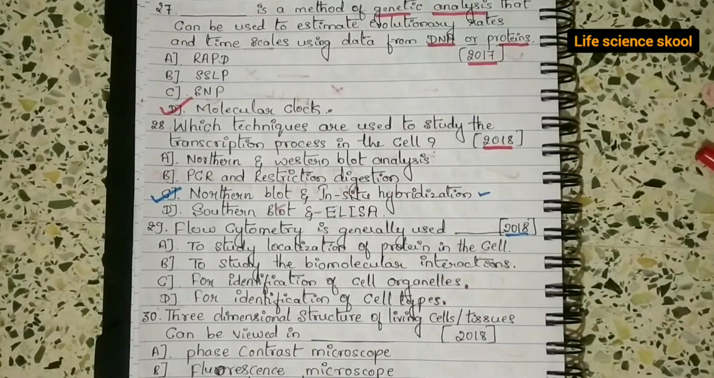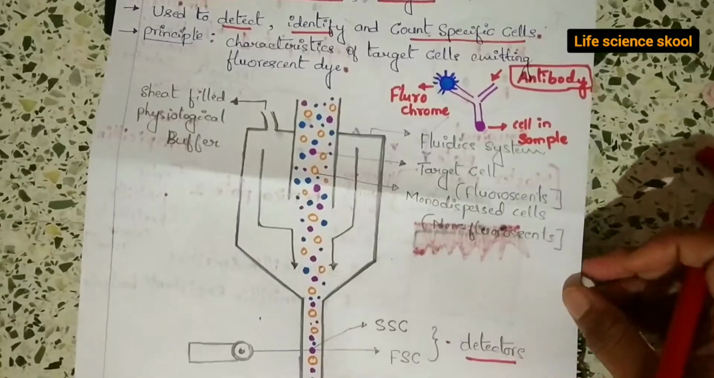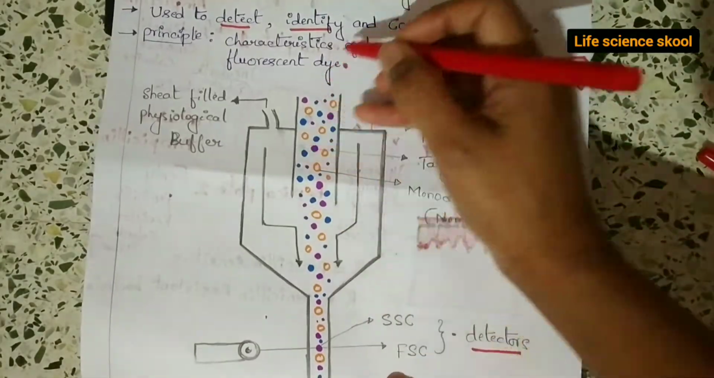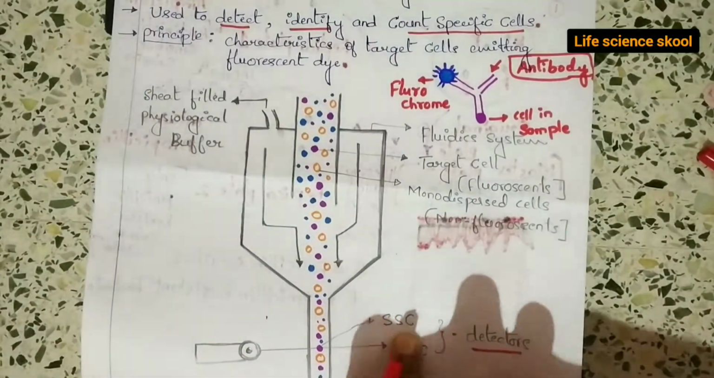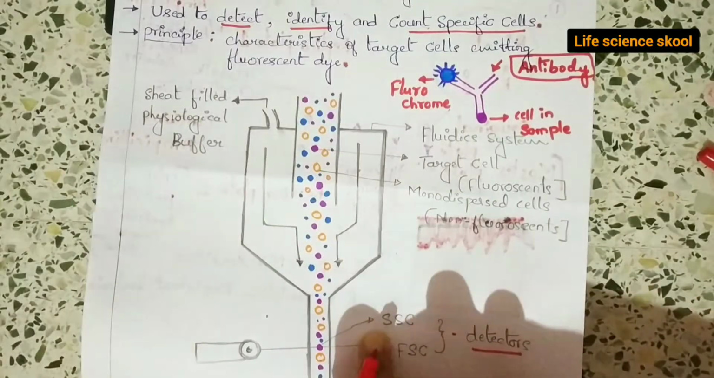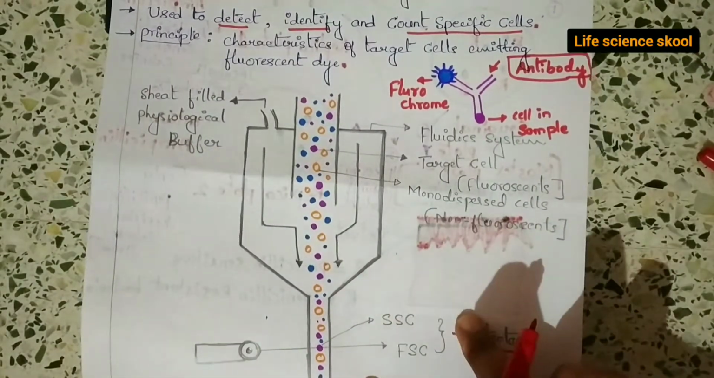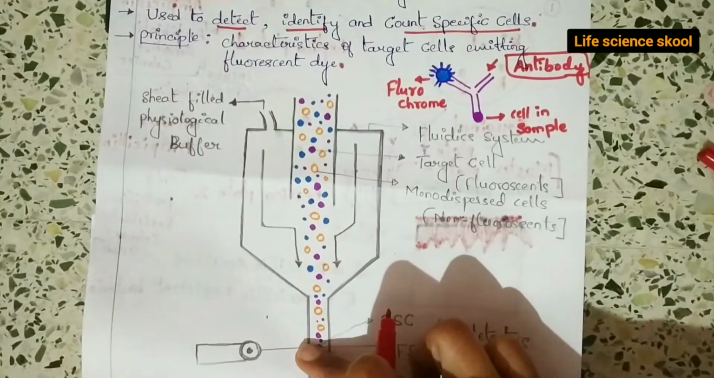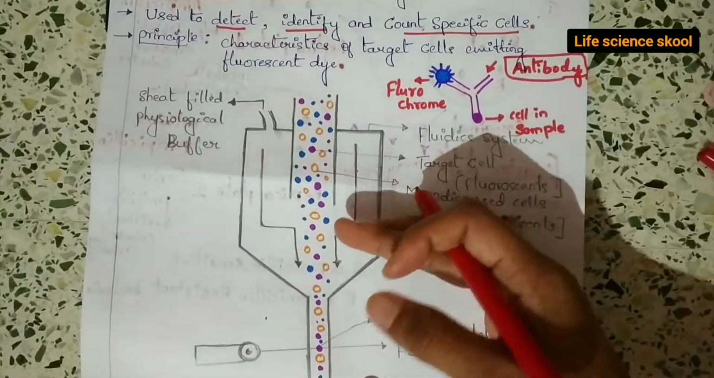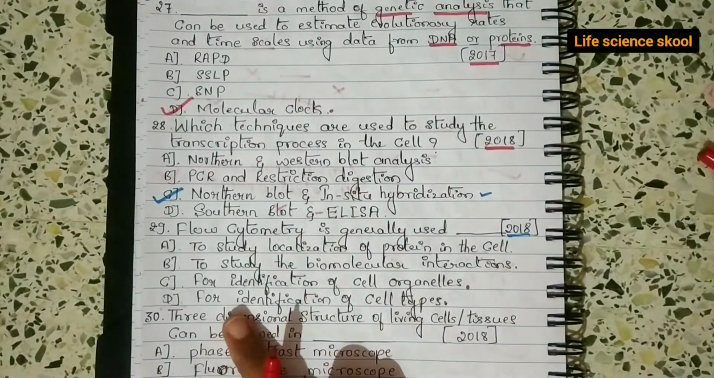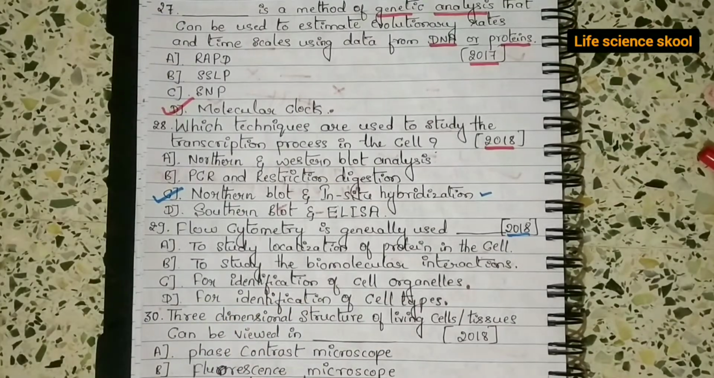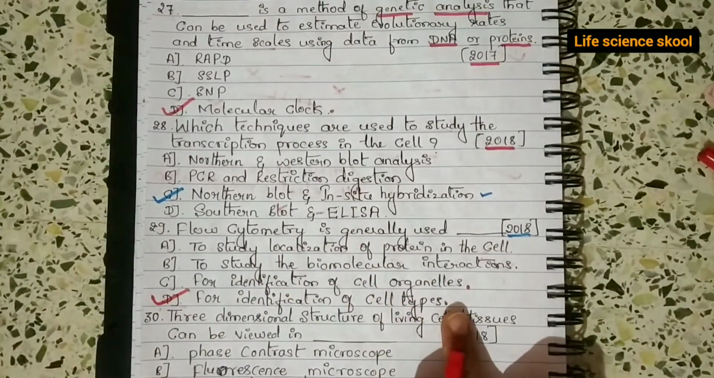In the previous video I have explained what flow cytometry means, but still one more time I will give a little hint here. So this is the picture of the flow cytometry. These are the different types of cells, and this is the detector. By the detector we can detect and identify, and we can also count the specific cells. By this flow cytometry we can find the cell size, cell count, and cell cycle of the cells. So among these four options, the correct answer is option D, that is for identification of cell types.